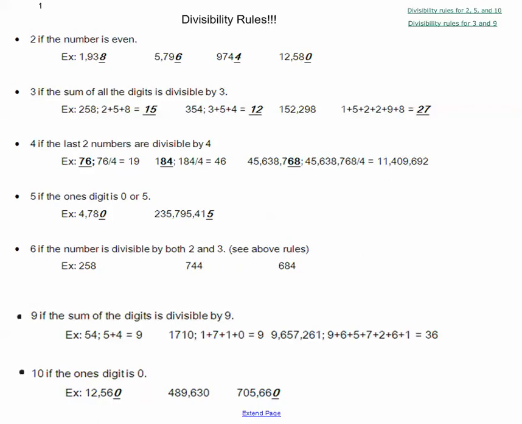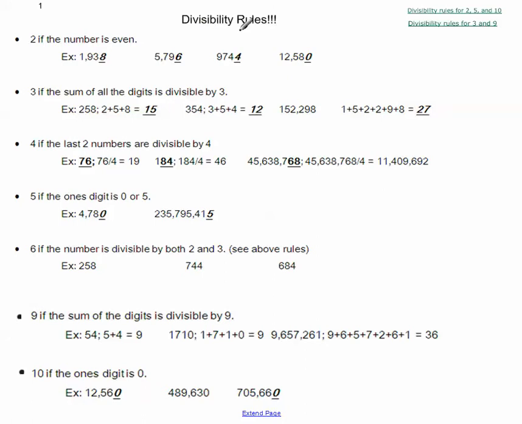is divisible by 3. So if we look at the number 258, when I add up 2 plus 5 plus 8, those are my digits. The sum of those digits is 15. 15 is divisible by 3, so I know that 258 is divisible by 3.